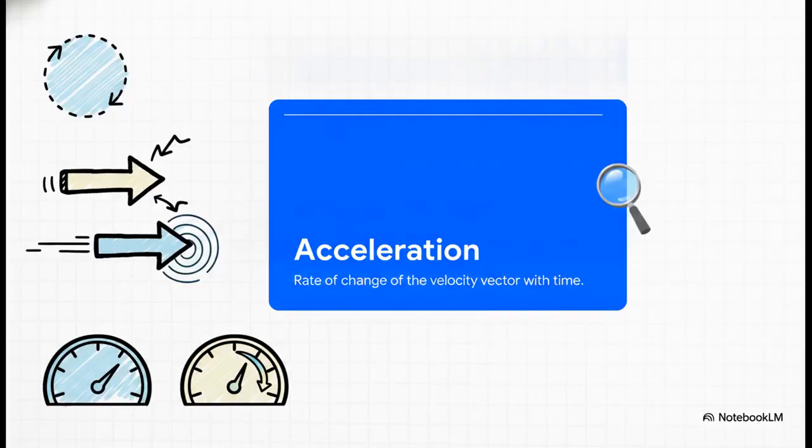Mind-blowing, right? And honestly, whenever velocity changes, we introduce acceleration. Acceleration is a vector quantity that measures the rate of change of the velocity vector over time. So whether an object is speeding up, slowing down, or literally just altering its direction of travel, we measure that rate of change of velocity as acceleration.